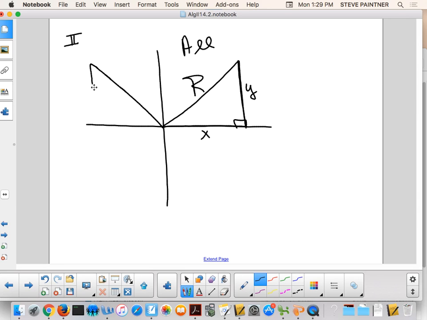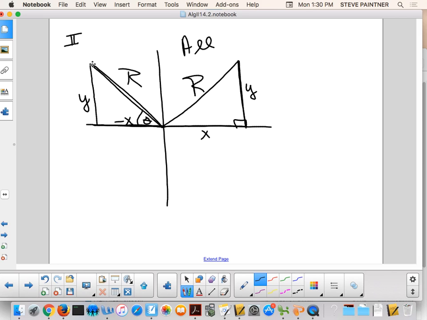What's your triangle look like over here? X is what? Negative. Y is what? Positive. Radius is always positive. So now when you look at this triangle, what's the only one that's positive? Y over R. What is sine? Here's theta. Y over R, is that positive? Yeah. Sine is positive. What about cosine? Negative. Negative x over R.